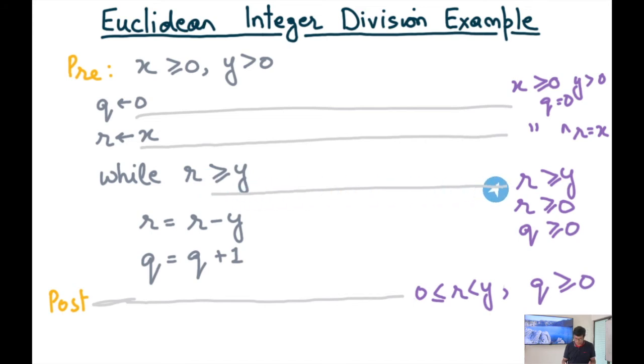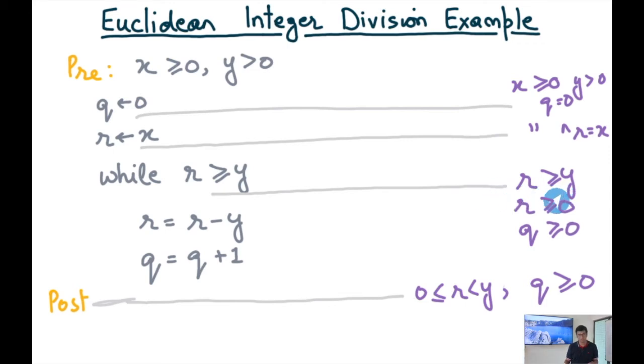And so when I come here, I can no longer say that q equals 0, because q is getting incremented on the loop path. I can also no longer say that r equals x, because once again, on this path, r is getting changed. r is becoming r minus y. What are some invariants that I'm sure of?